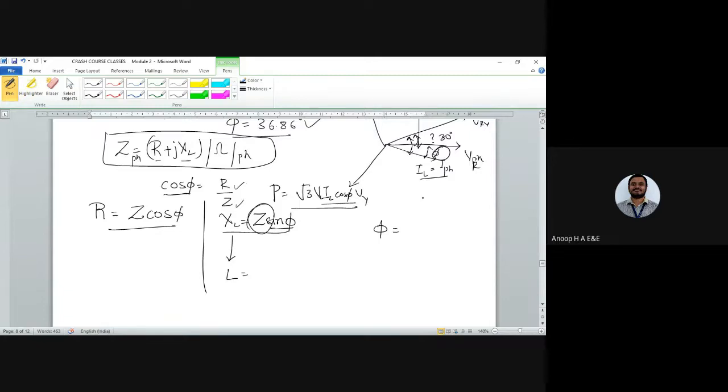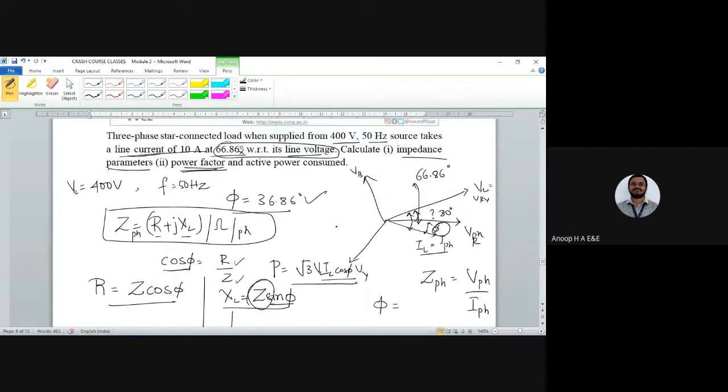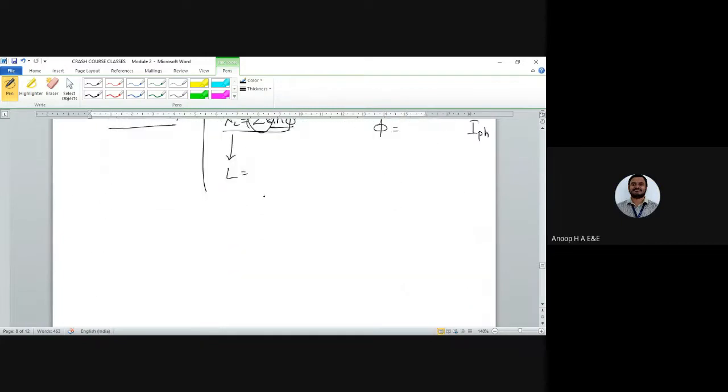Okay, so how to calculate Z? Z per phase would be V phase divided by I phase. Getting it? I've already given you the hint. In a star connection, line current would be equal to phase current. So line current IL would be equal to I phase, that would be equal to 10 amperes.